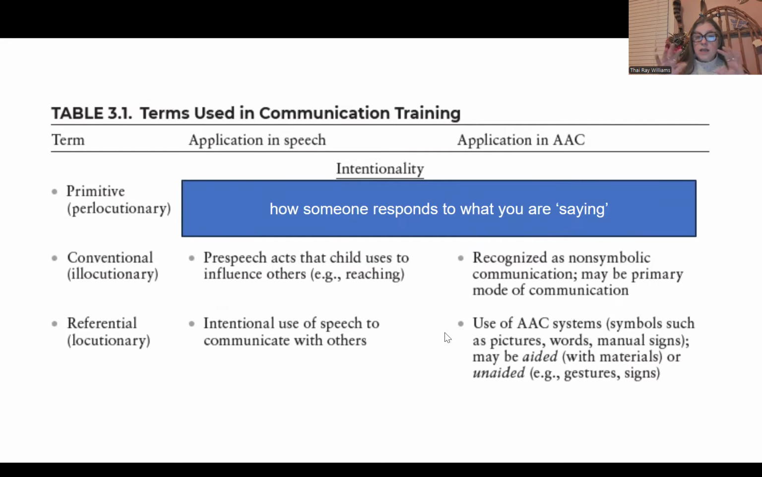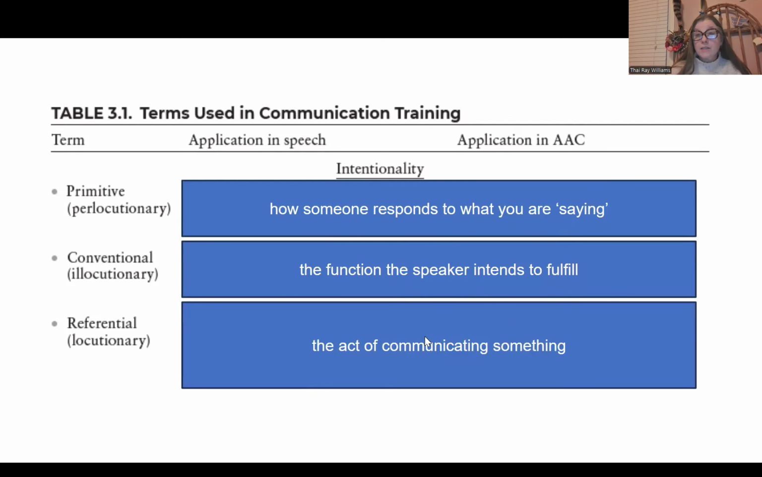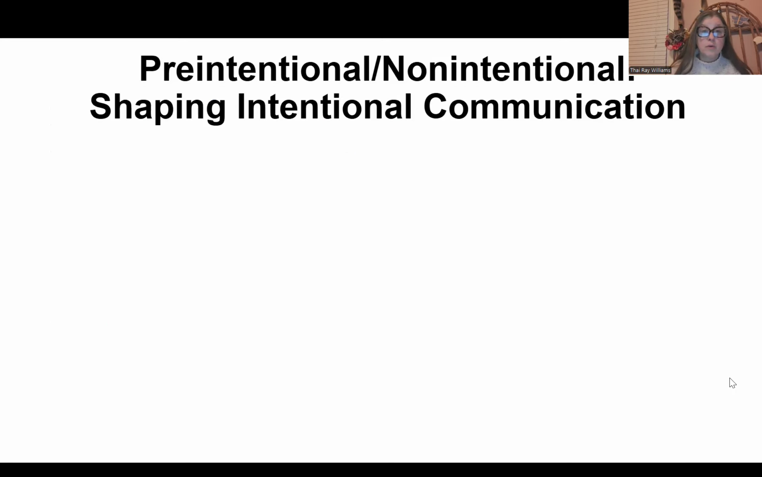So when you think about primitive communication, it's really when you're trying to respond to what someone is saying and you're trying to shape that intentionality. When we think about conventional communication, this is when the student is trying to really use speech as a function to get something fulfilled, to affect the behavior of someone else. And then referential is just the act of communicating something to another person. Again, those are terms that you might find in an educational report.